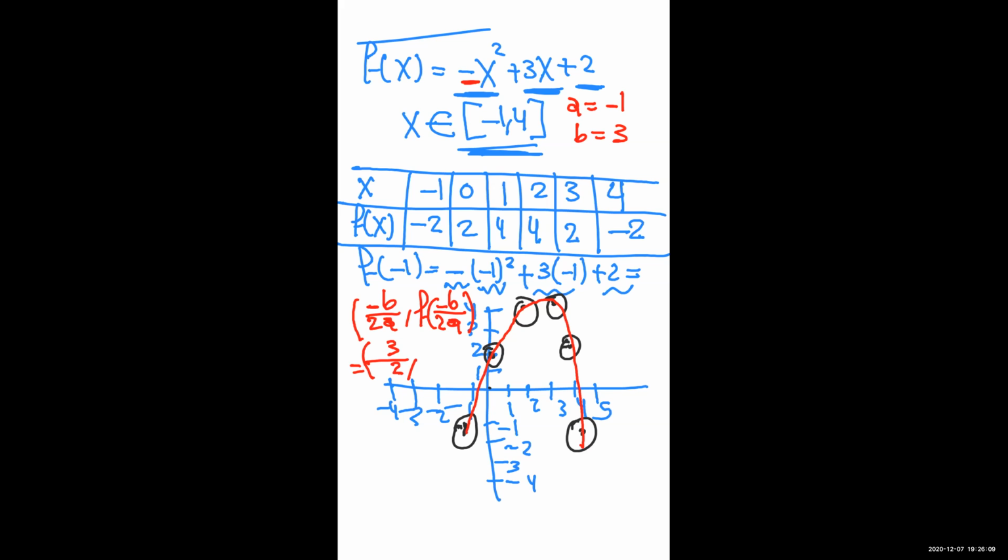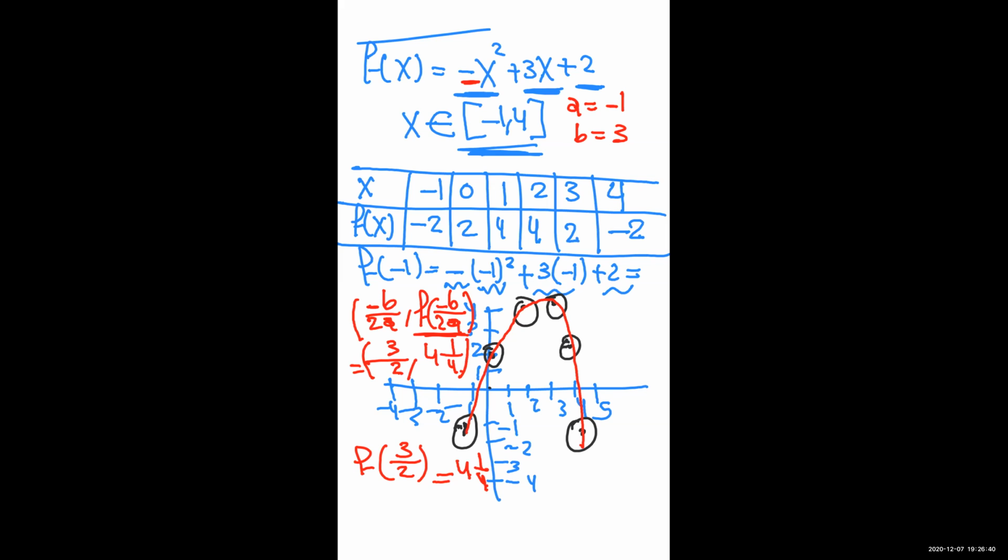And for the function, I want to get the value of f of 3 over 2. Okay, I'm going to get it. So negative 3 over 2 squared, 9 over 4, plus 3 times 3 over 2, 9 over 2, plus 2. So it will equal 4 and 1 over 4 like this. So here 4 and 1 over 4.